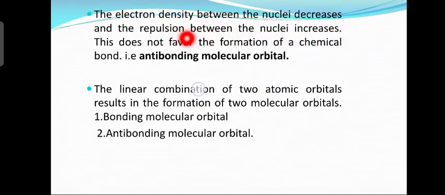Why does the repulsion between the nuclei increase? Because nuclei contain like charges, therefore repulsion increases. This does not favor formation of chemical bond, and this is not the favorable condition to form what? Chemical bond. So, this is called antibonding molecular orbital. The linear combination of two atomic orbitals results in the formation of two molecular orbitals. So, which are the two molecular orbitals? Bonding molecular orbital and antibonding molecular orbital.